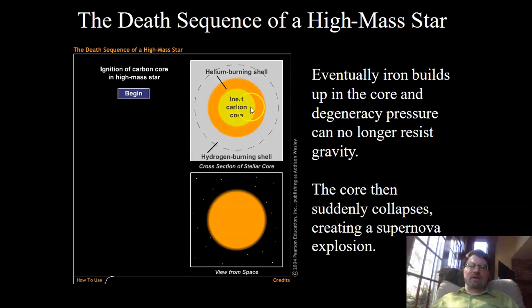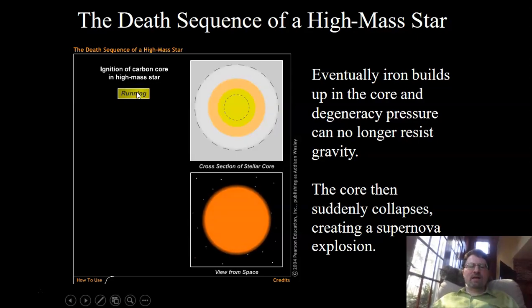Here you've run out of helium fuel in the core of the star, so you have the inert carbon core. Helium is still fusing to carbon in a shell around that. Hydrogen is fusing into helium in a shell around that. And then the bulk of the star, by volume and by mass, is inert hydrogen and helium gas. This is just the core up here. Here we zoom out and see the whole star.